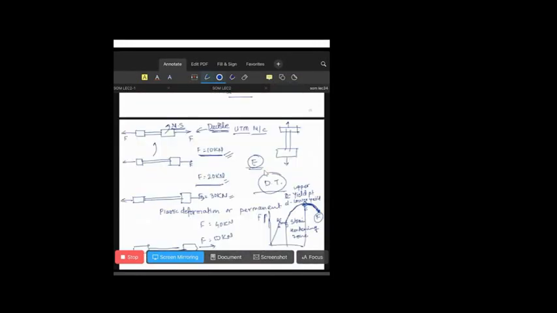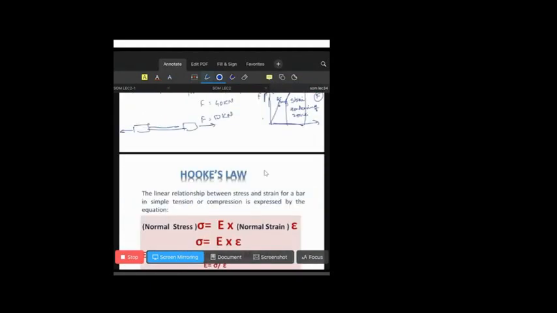Which material is ductile? Mild steel, aluminium. For this material, this kind of curve we will get whenever we perform a tension test on the UTM machine. So for ductile material only we will get this kind of curve. For brittle material we will get this kind of curve.